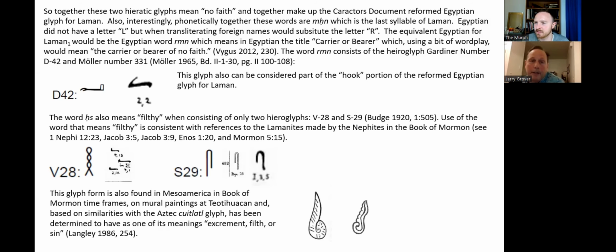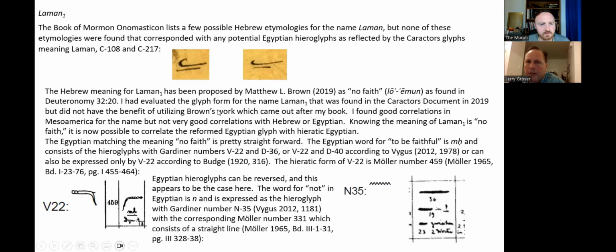Well, what I'm saying is it's just like I've been doing. In this situation, you have a Hebrew meaning. Let's find the word, take that meaning in Egyptian and see what glyphs make up that word, and it matches. In Egyptian, you've got to flip the glyph. It's not upside down, it's a flipped over hook, but it's still a hook that makes the meaning of not faithful in Egyptian. So again, what we're seeing is Reformed Egyptian reflecting the Hebrew meaning.